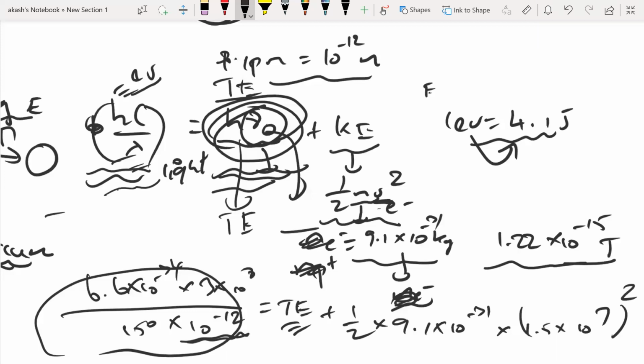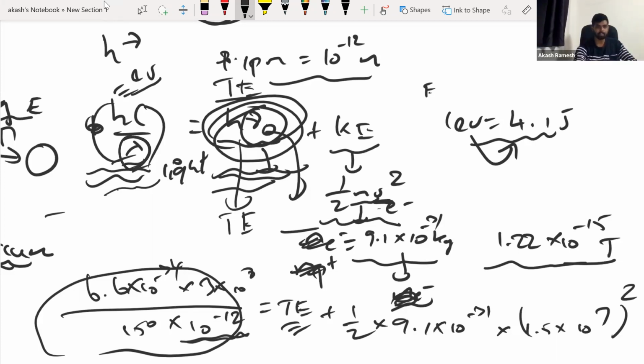No, sir. The formula is h lambda... sorry, h nu. Yes, h nu. But why are we writing energy in terms of this? Because lambda is given to you, not frequency. If frequency is given to you, you would calculate with this equation. But if lambda is given to you, you have to calculate only with this equation.